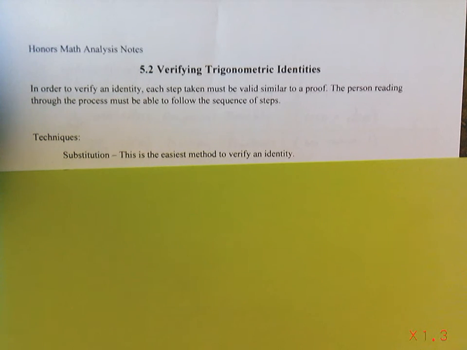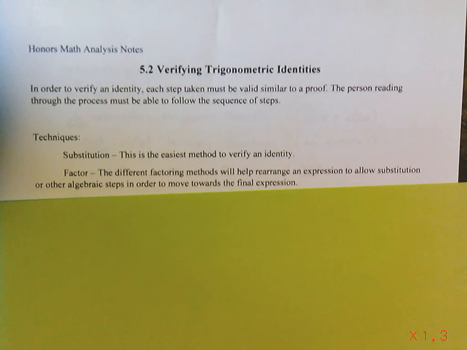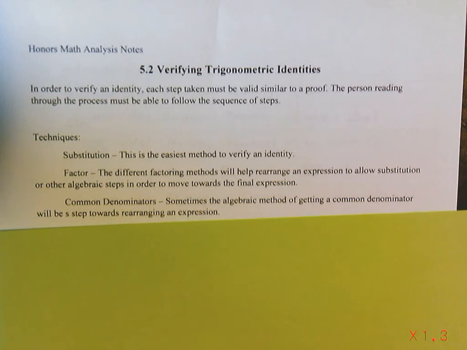There are different techniques. The easiest method is usually just substitution, and I'll show you examples of each of these techniques. Another technique is to factor, and there are different levels of factoring, and these are important. So this is the second thing I tend to look for, and I'll show you when. Sometimes if you have fractions, getting a common denominator will help you through the process.